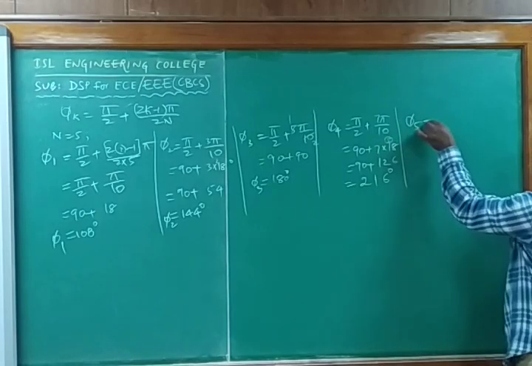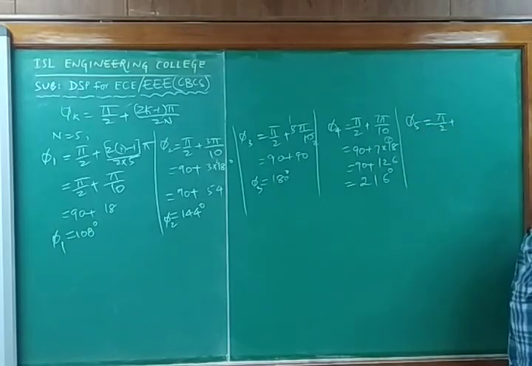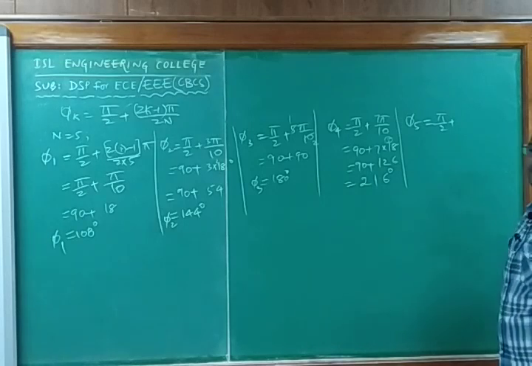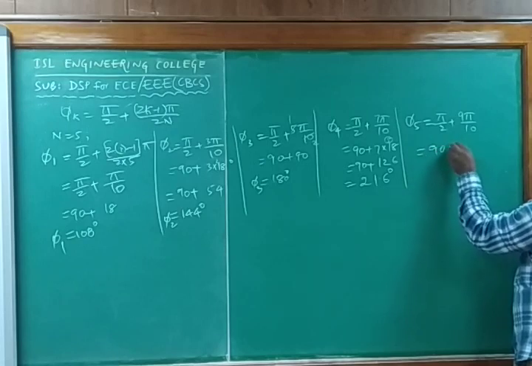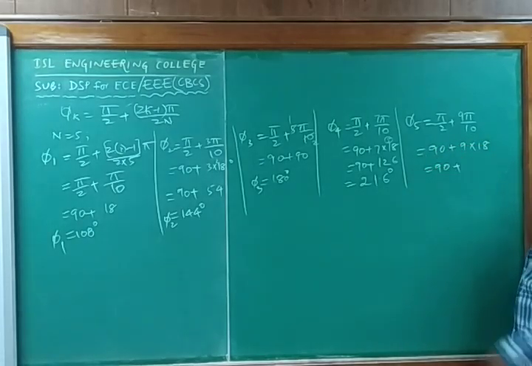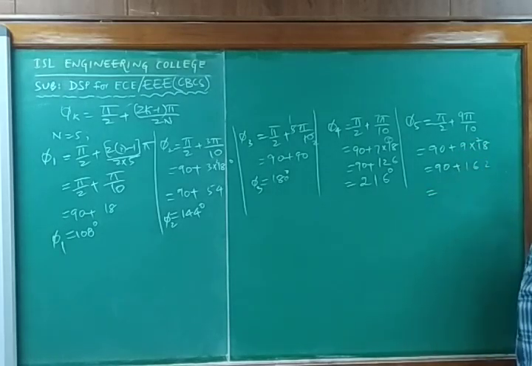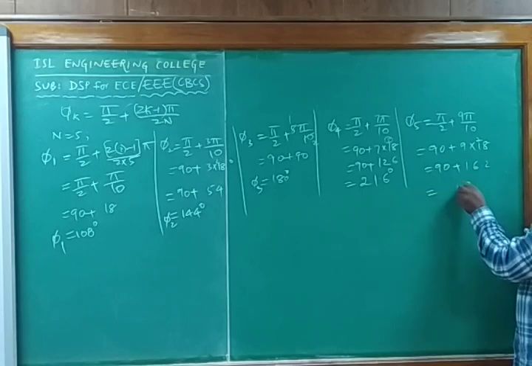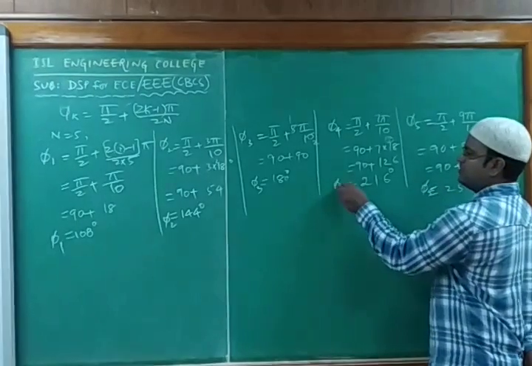Likewise I'll go for phi 5. How do I get phi 5? Pi by 2 plus (2k minus 1). 2 into 5 is 10, 10 minus 1 is 9. So 9 pi by 10. Pi by 2 is 90 plus 9 into 18, which is 162. So 90 plus 162 is 252, the value of phi 5. So we found all those values.